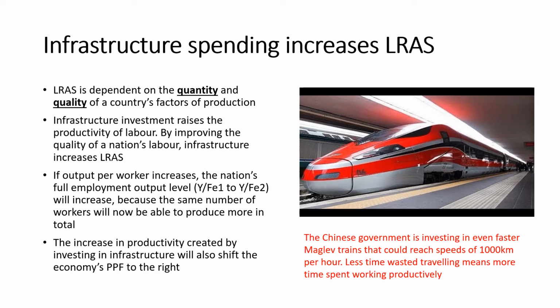So in the picture there we've got Chinese maglev trains. These are trains that don't have wheels. They're suspended in air by magnetism, and they can travel unbelievably fast speeds, like 1,000 kilometers an hour. So what's the link to long run aggregate supply? Well, I guess, if people's commutes are shorter, by the time they get to work, they're less tired, so they might work more effectively. Also, if their commutes are shorter, they might end up working more hours because they're not spending so much time on a train. Either way, if productivity goes up, that will increase long run aggregate supply.